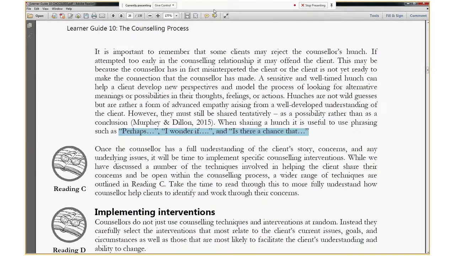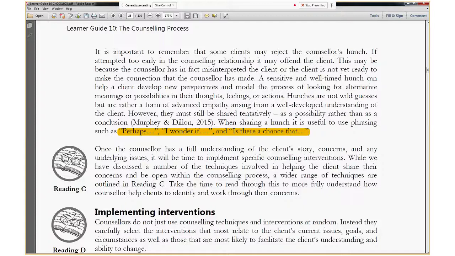And you can do that quite gently by saying, look, is there a chance that maybe you are using the same coping technique in your new relationship as you are in your work? And that's a question that a client will consider, obviously.